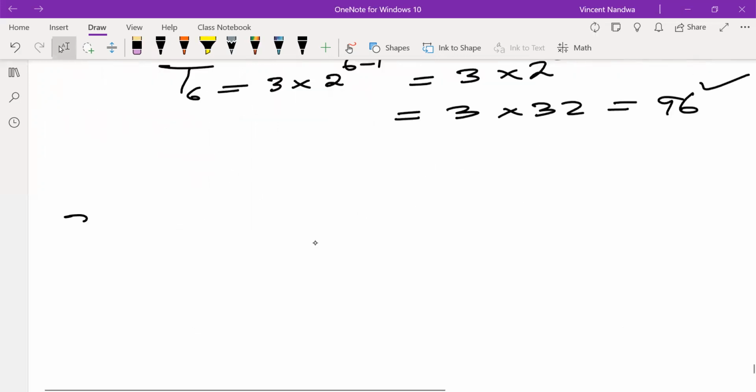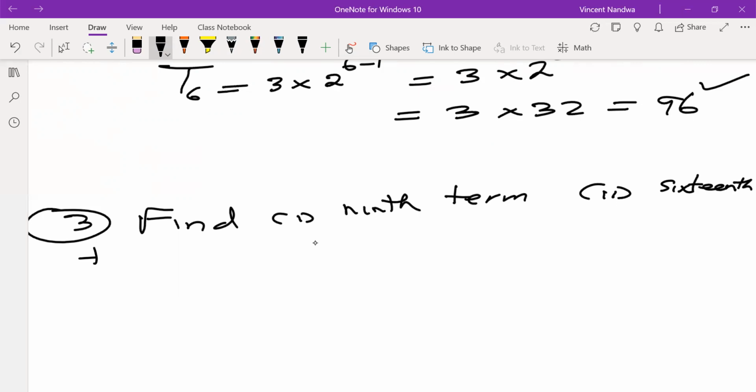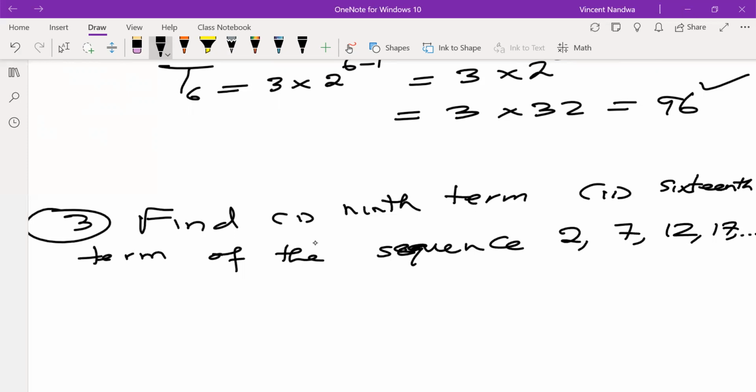Then next question, 3. Find the 9th term and the 16th term of the sequence 2, 7, 12, 17, etc.